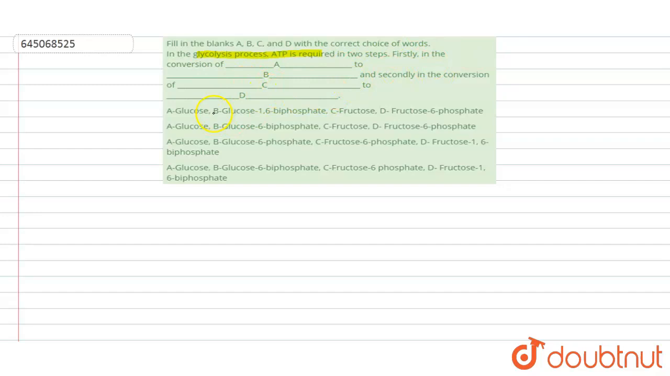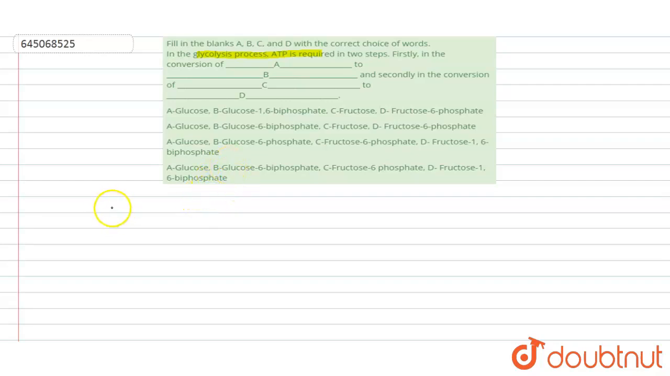Options given are glucose 1,6-bisphosphate, fructose 6-phosphate, glucose 6-phosphate, fructose 6-phosphate to fructose 1,6-bisphosphate, glucose 6-bisphosphate, fructose 6-phosphate to fructose 1,6-bisphosphate.